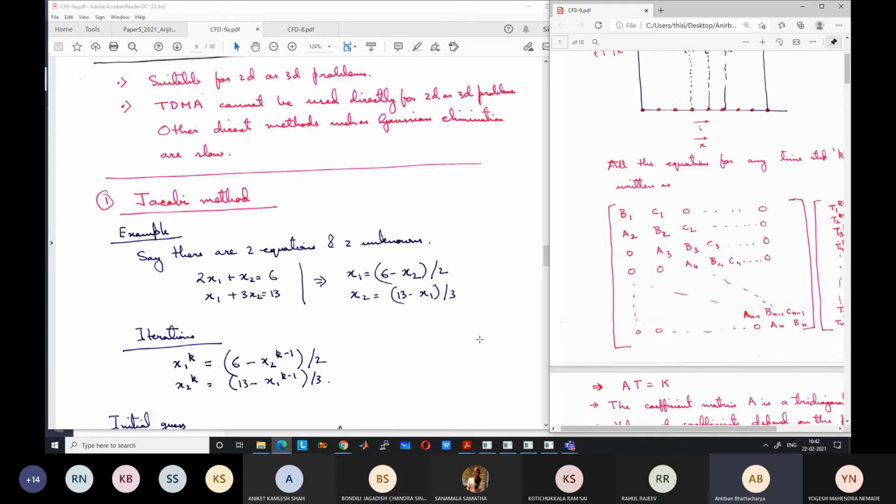If I know what is x1k and what is x1k minus 1, between two iterations I can track the change. Similarly, x2k minus x2k minus 1. So current iteration value minus previous iteration value. This tells us how much convergence is occurring.